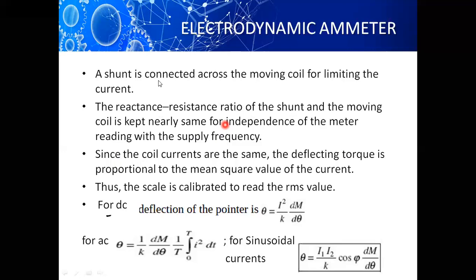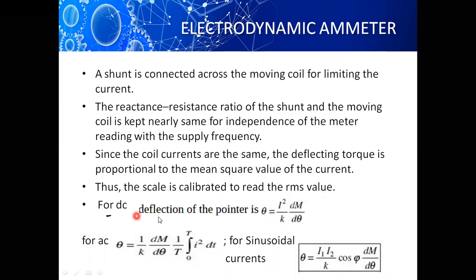We have seen the same point in earlier presentations. Now, since the coil currents are same, the deflecting torque is proportional to mean square value of the current. Thus, the scale is calibrated to measure or read RMS value.